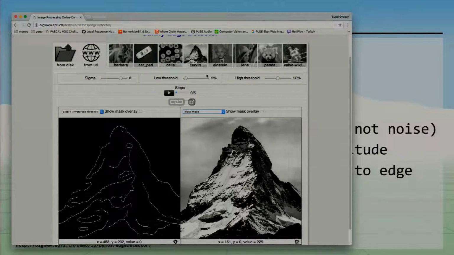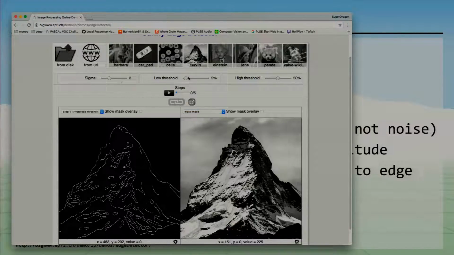So you guys can play around with this, and you can also play around with changing these different threshold values. Again, there's this high threshold that we talked about, where anything above the high threshold counts as a strong edge, and then there's this low threshold where everything above the low threshold counts as a weak edge and only gets added if it's connected to a strong edge in some way.